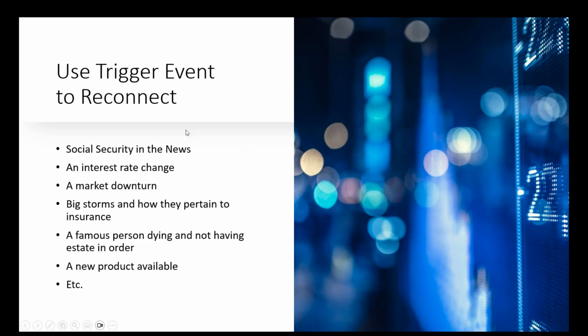Again, what's the likelihood their current advisor has contacted them about any of these things? No, their current advisor is what? Oh, we have an annual review, or we have a semi-annual review with them. That's all they do. Do they ever contact them because something's happening out there? So this is another great way to connect and start a conversation.